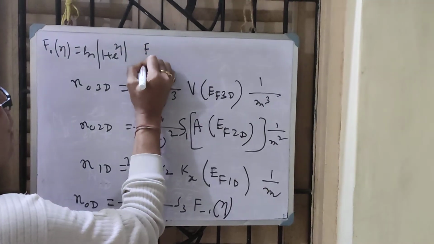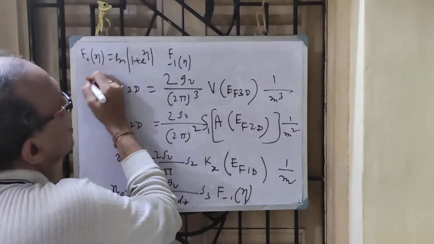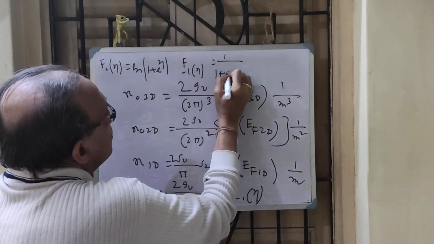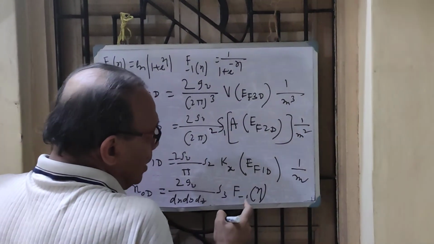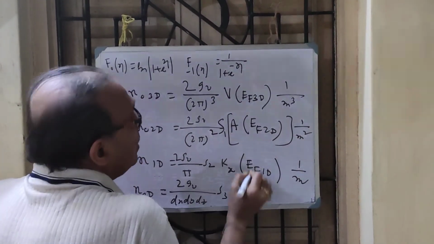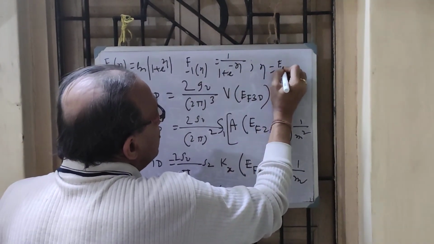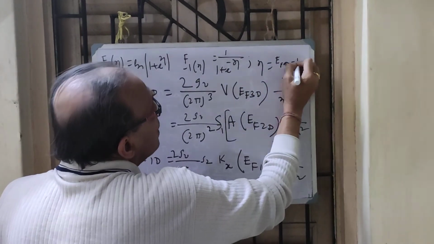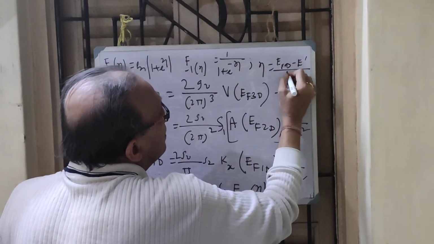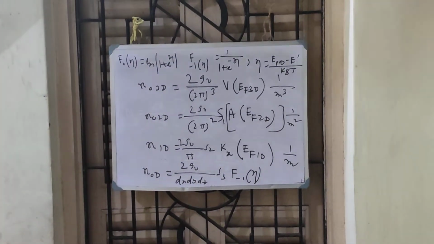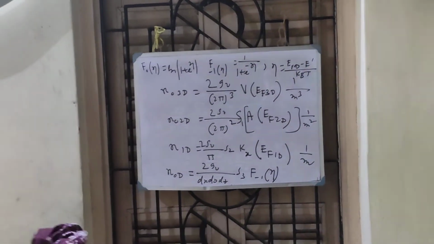Therefore, F minus 1 eta, I differentiate, I get 1 by 1 plus e to the power minus eta, together with the fact eta is, in this case, EF0D minus E dash, totally quantized energy, by kBT, Boltzmann constant. That's all. That's the all and end all.